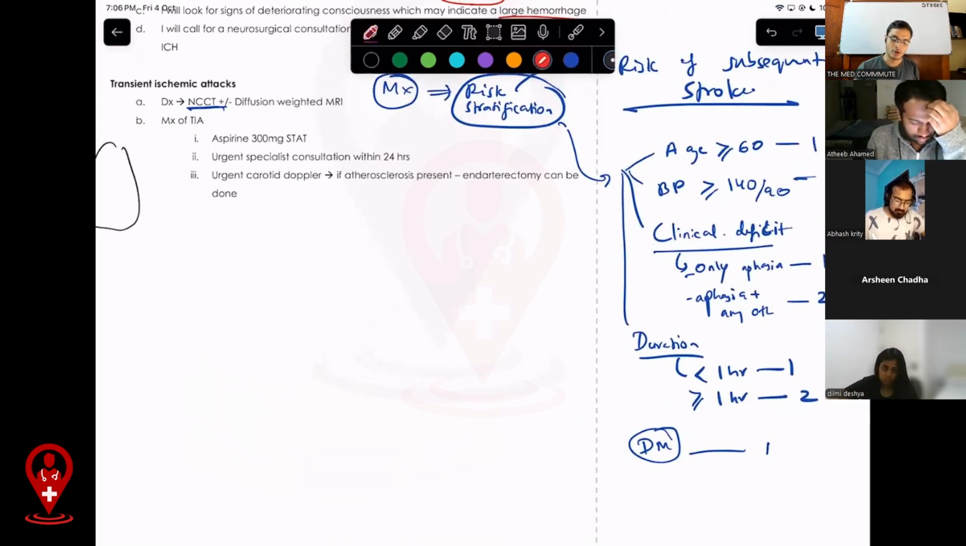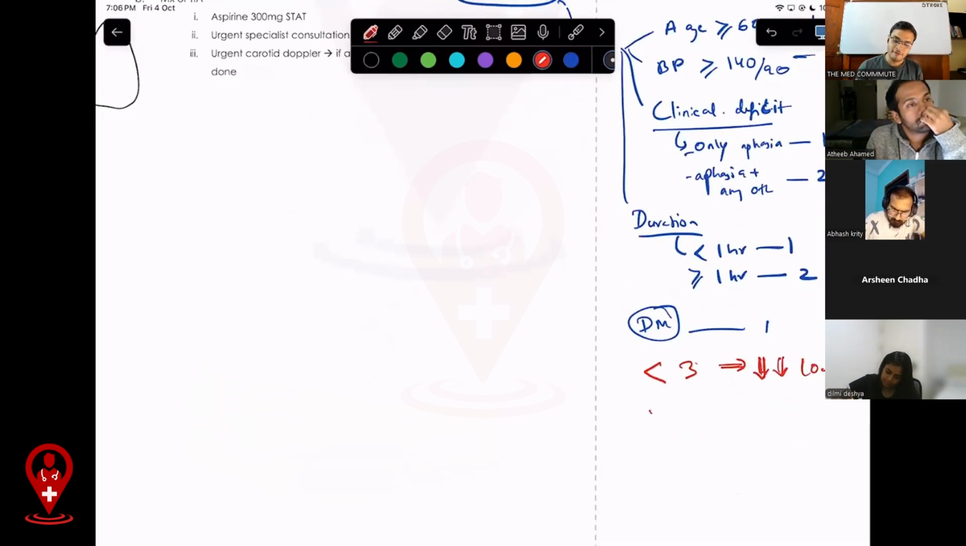If the total score is less than 3, there is a very low risk that this patient will have a subsequent stroke. Very low risk. Then, if the score is between 4 to 5, there is a mild or moderate risk. And as you all can imagine, if it is greater than or equal to 6, it is a very high risk patient.